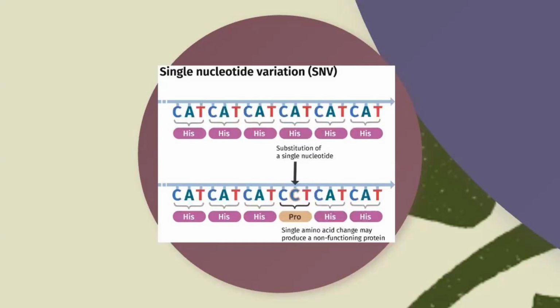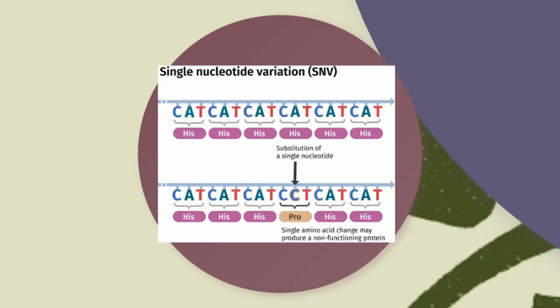So if the mutation doesn't cause any change in the amino acid sequence, then we call this a silent mutation. And this is because multiple codons can code for the same amino acid. We then have missense mutations, so this is where that one substitution will just cause a change in that single amino acid that the substitution takes place in.